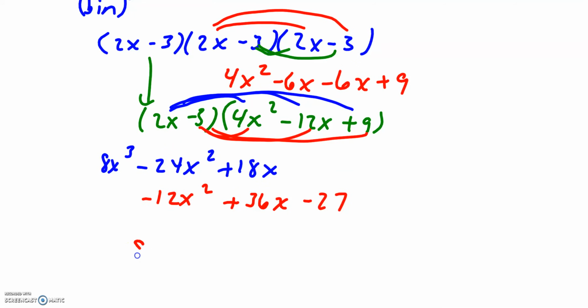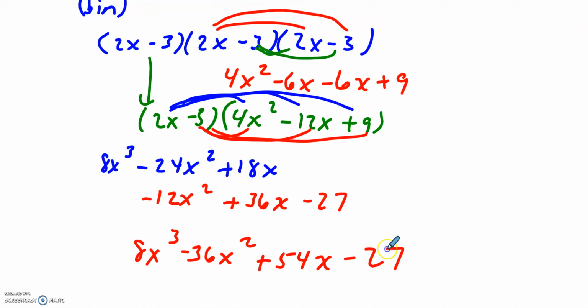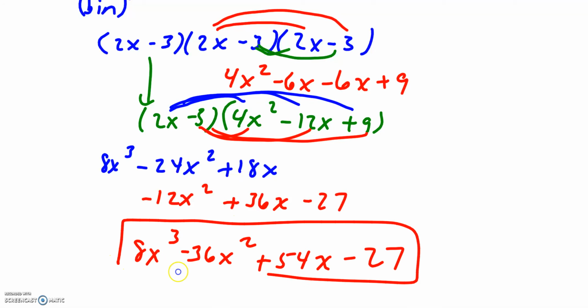So my final answer in standard form would be 8x to the third, combine these, minus 36x squared, plus 54x, minus 27. Because there are no like terms, this would be my final answer in standard form.